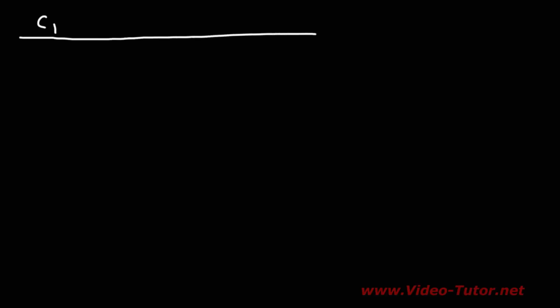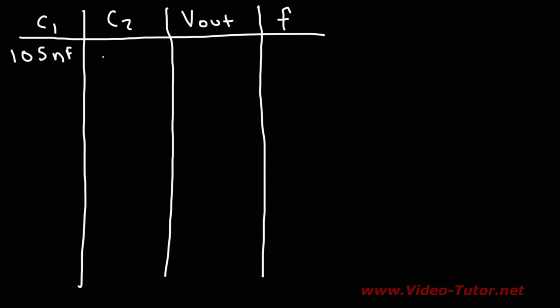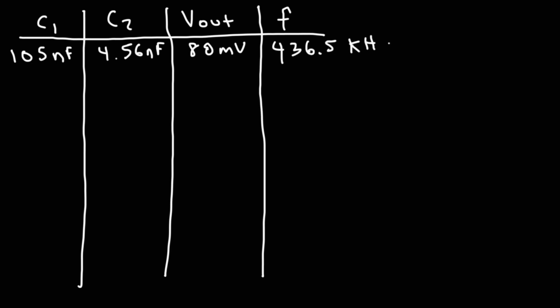Now let's make a table with some of the values that I've used with this circuit. So we're going to have C1, C2, and this is going to be the peak output voltage, not the RMS voltage, and then the frequency. Using a capacitance of 0.105 microfarads, or equivalently 105 nanofarads, for C1, and for C2 it was a 4.7 nanofarad capacitor, but when I measured it, it measured out to be 4.56 nanofarads. The output was 80 millivolts, and the frequency was 436.5 kilohertz. But nevertheless, the waveform was a nice, smooth sine wave.